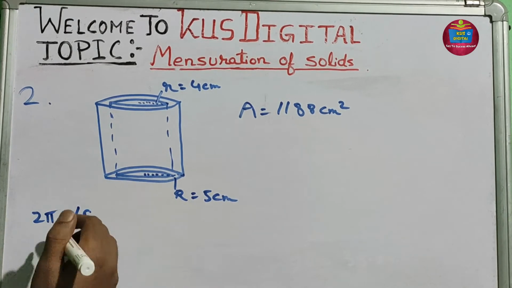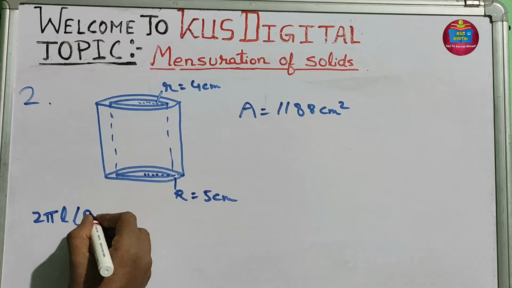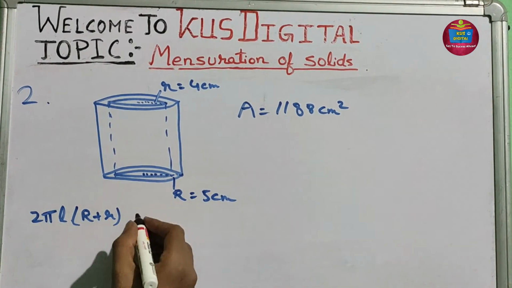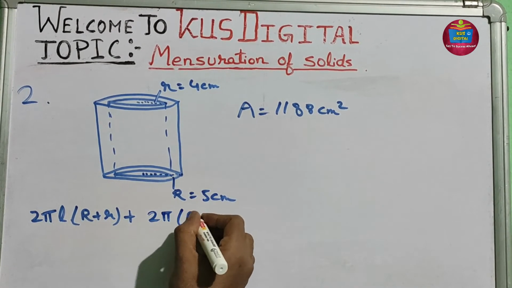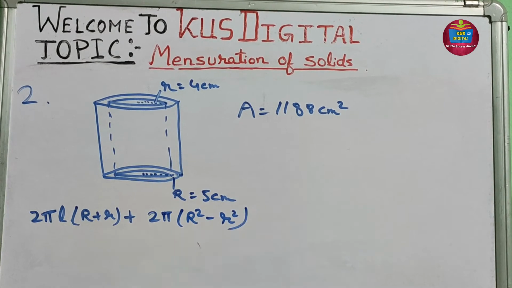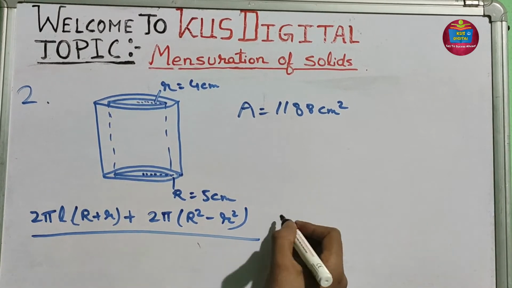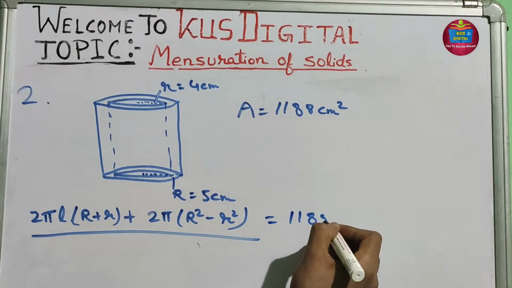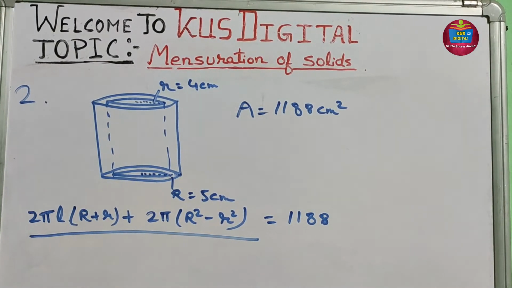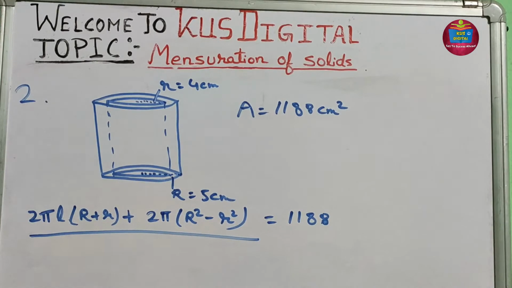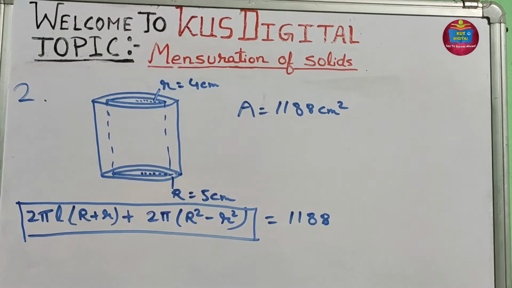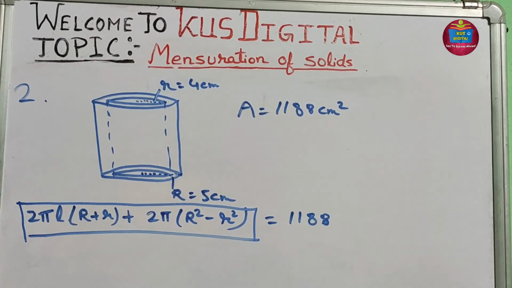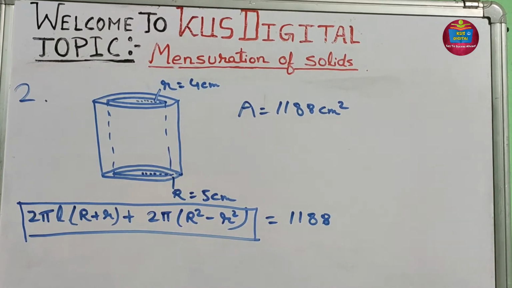Plus... so that's the formula of the whole surface area of a hollow cylinder. So equals to 1188. So if you have problem that where from this formula came, just go to our previous video of cylinder and find it out. We have derived it, so just check it out in the previous video.